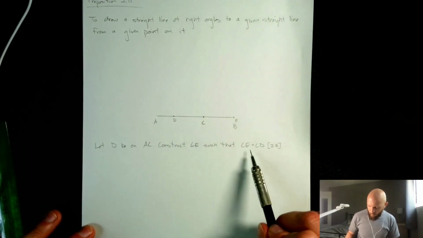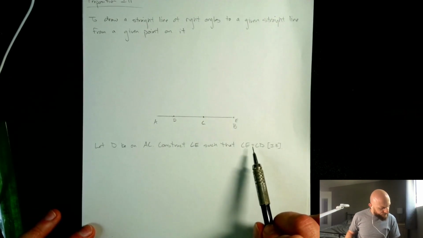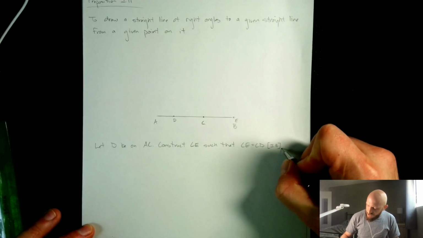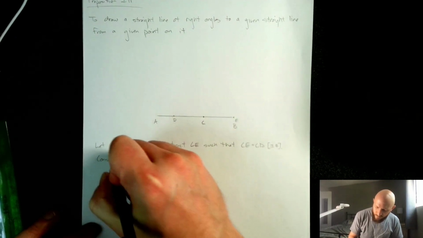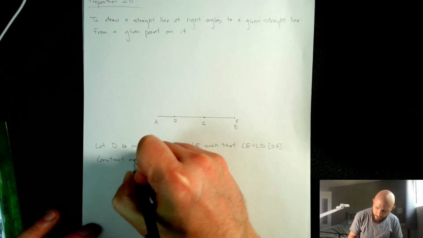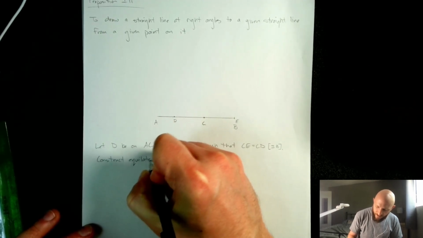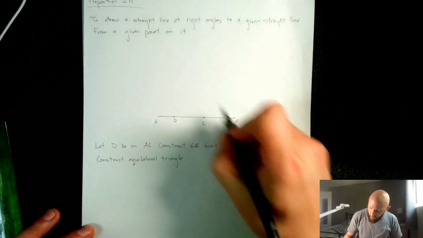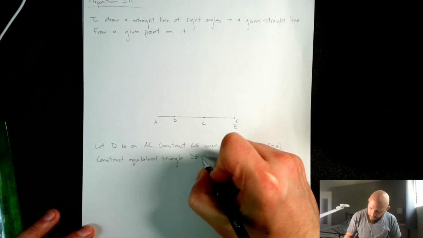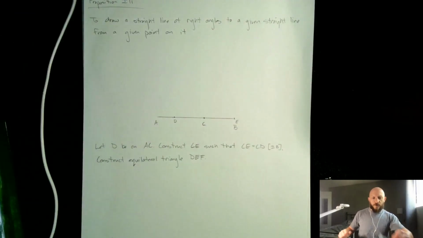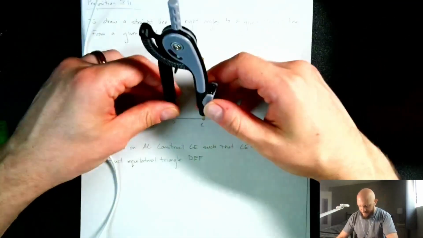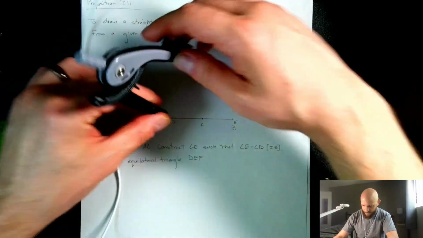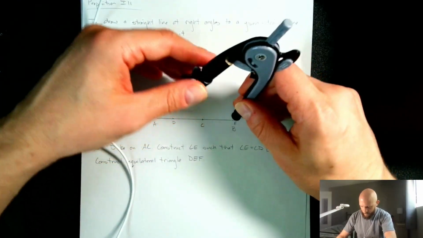Right. So prop 3, we've made CE equal to CD. Next, on DE, we want to construct an equilateral triangle, and we're going to call it DEF. So an equilateral triangle with side length DE. Let's do that. Right here, boom.